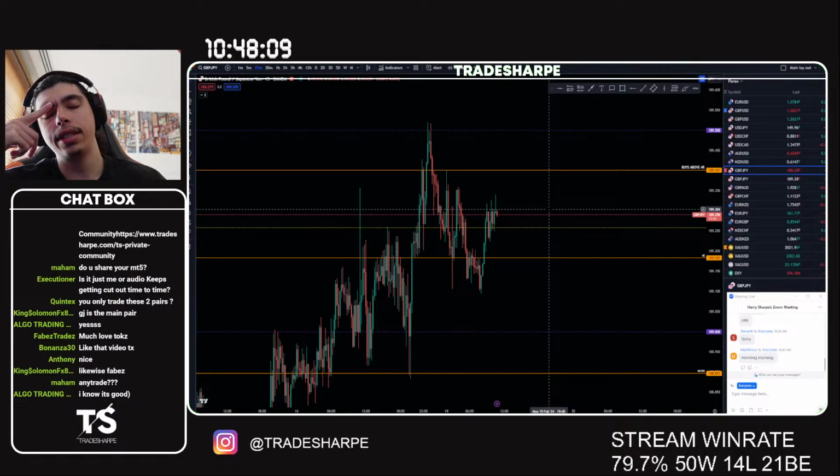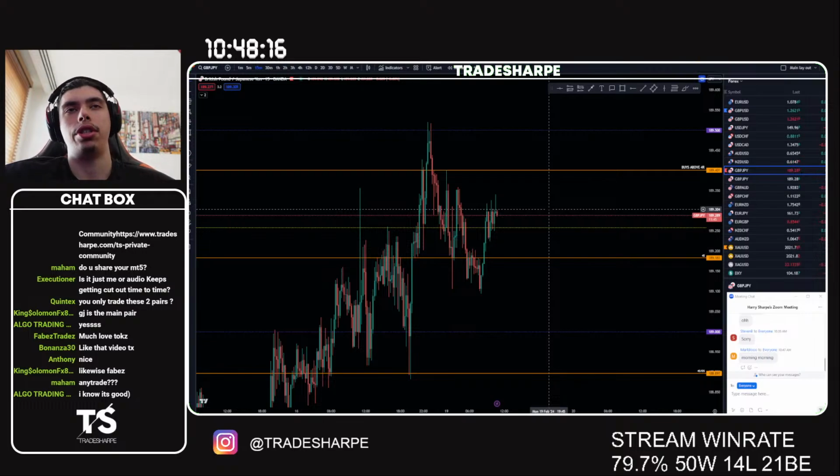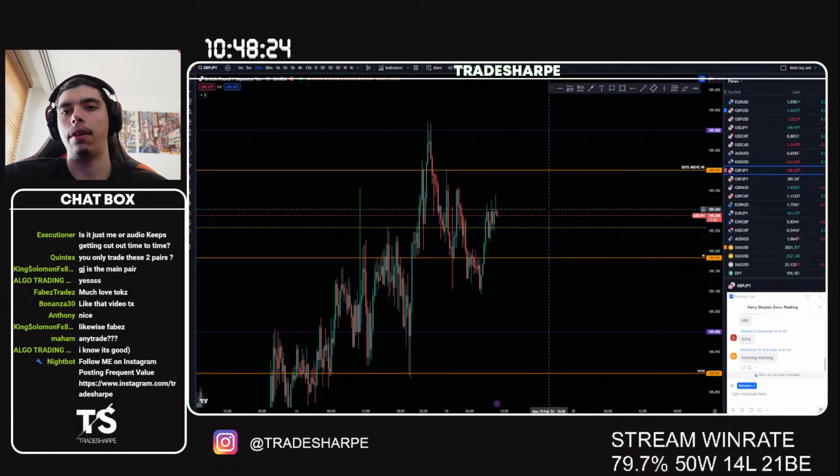You only trade these two pairs? Yeah, my main pair is GJ. I focus on 1 to 2 pairs max. I'm a GJ trader here. It's just how I like to trade. I prefer to have my focus on one pair. It's just something I'm more comfortable with and something I have done for my trading career. And I think if you look around, many other traders also follow a similar thing where they focus on specific pairs.